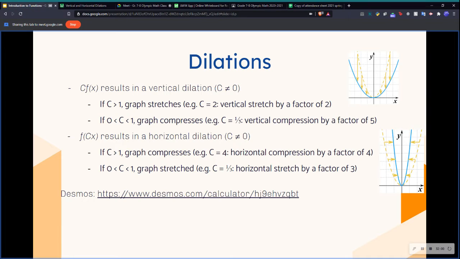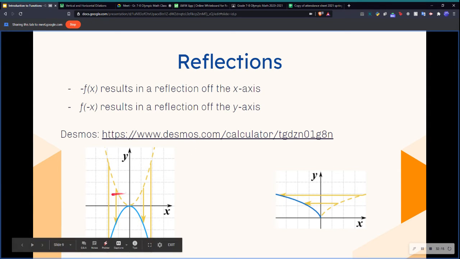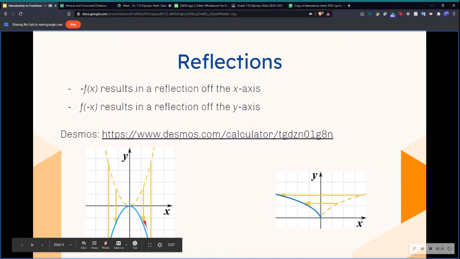All right, there are no questions. Let's move on to reflections. This one's probably easier to understand. So you have negative f at x, so the negative's outside the function. This will result in a reflection of the x-axis. So you look at this diagram right here. So you see there's a parabola right here. If you reflect it using negative f at x, you get this reflected parabola right here, downwards. All right, so that's negative f at x.